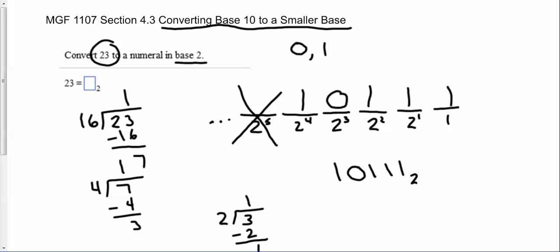And that's how we convert from base 10 to a smaller base. We do that by using division and then taking the remainder and dividing the smaller place values by that.